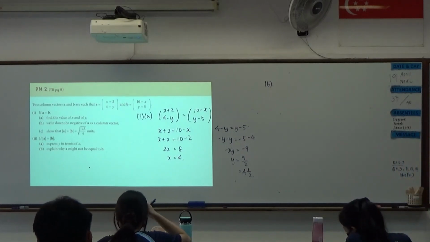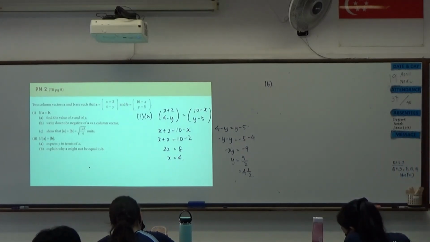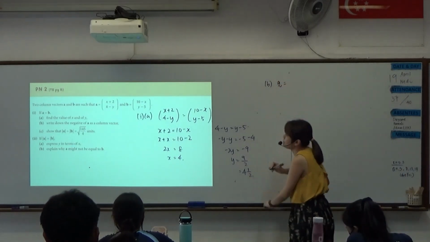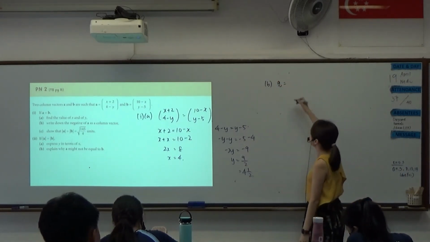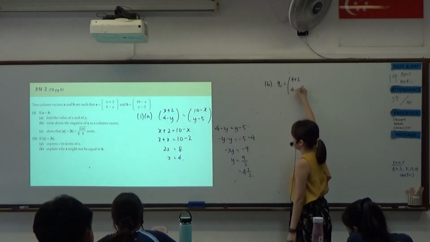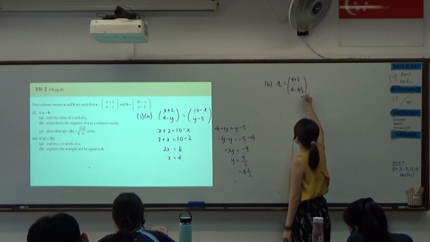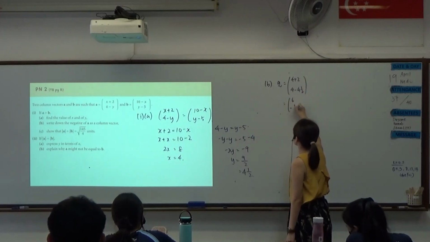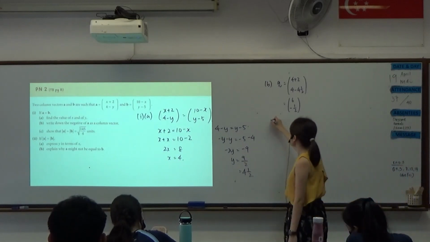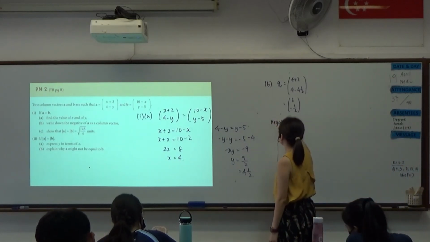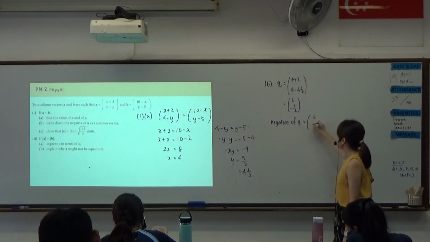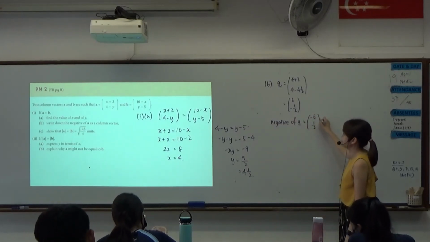Then we want to write down the negative of A as a column vector. Since we have already found out the value of x and y, your A itself will be 4 plus 2 and 4 minus 4.5, which simplifies to 6 and negative half. So the negative of A would be negative 6 and half.